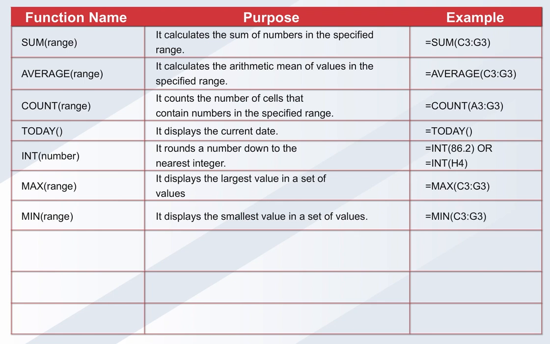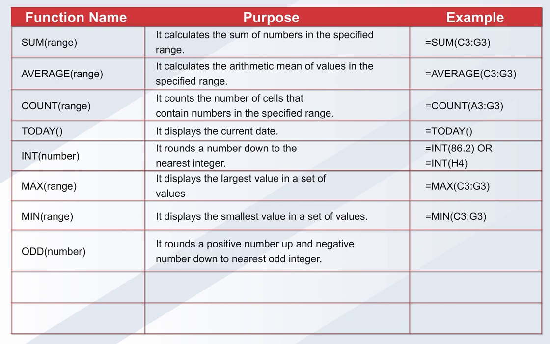Equals to MIN(C3:G3). ODD, number. It rounds a positive number up and a negative number down to the nearest odd integer. Equals to ODD(102.78) or equals to ODD(I5).